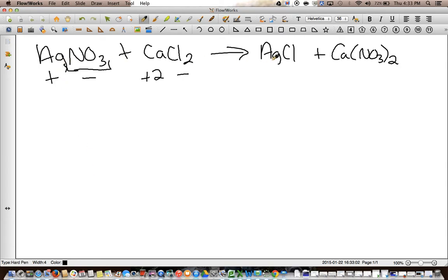Now let's balance. 1 Ag, 1 Ag. 1 NO3, 2 NO3s. So I'm going to put a 2 here. That coefficient 2 means there's also 2 Ags. Only 1 Ag, so I put a 2. 2 chlorine, 2 chlorine, 1 calcium, 1 calcium. We're balanced. Double displacement reaction, which I'm just going to put as DD.